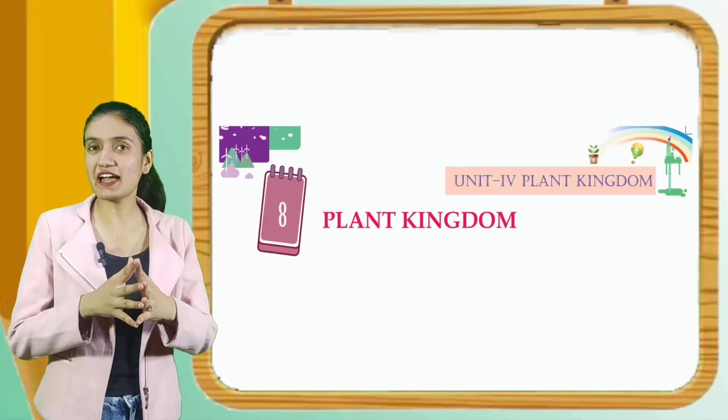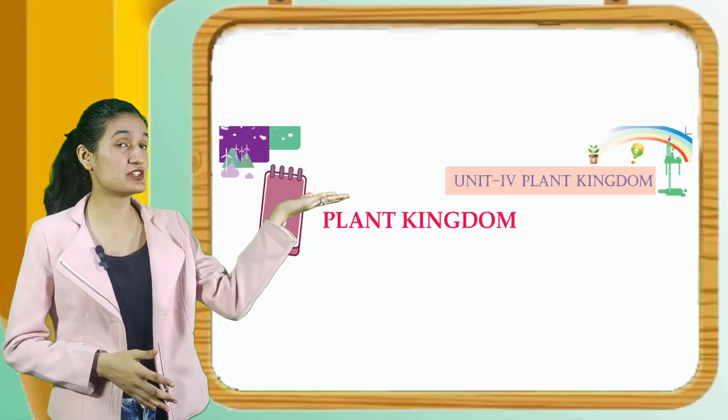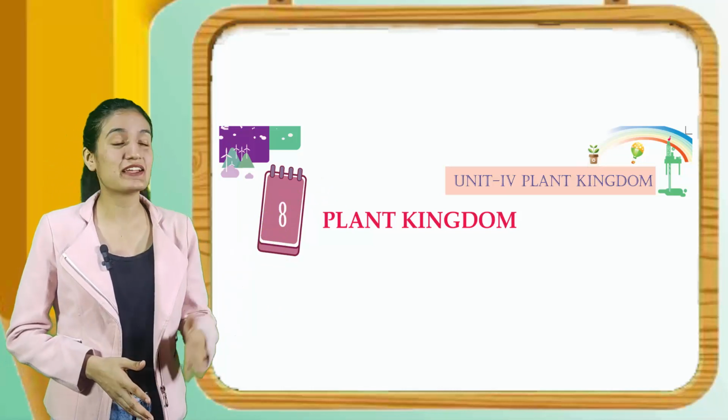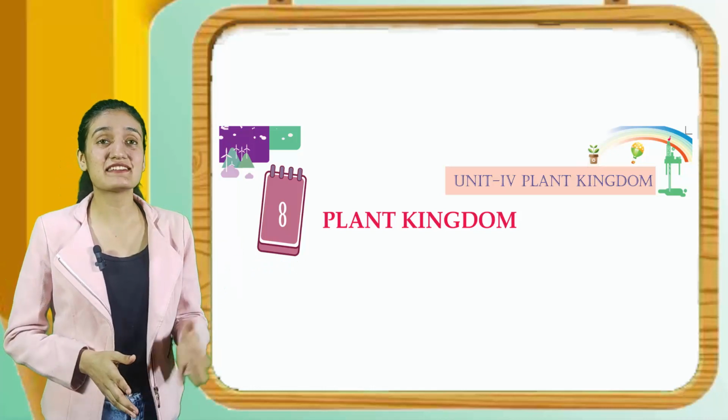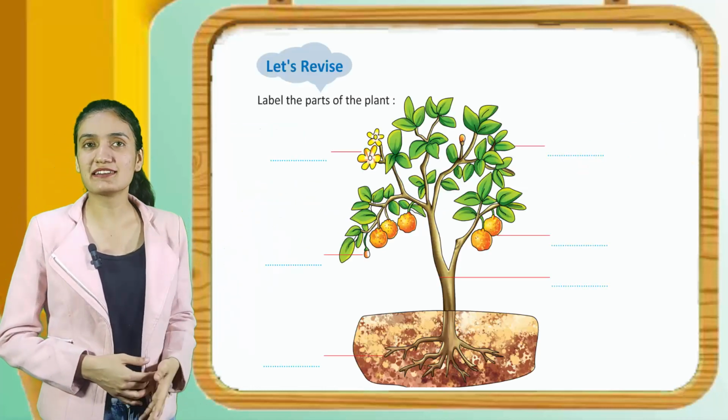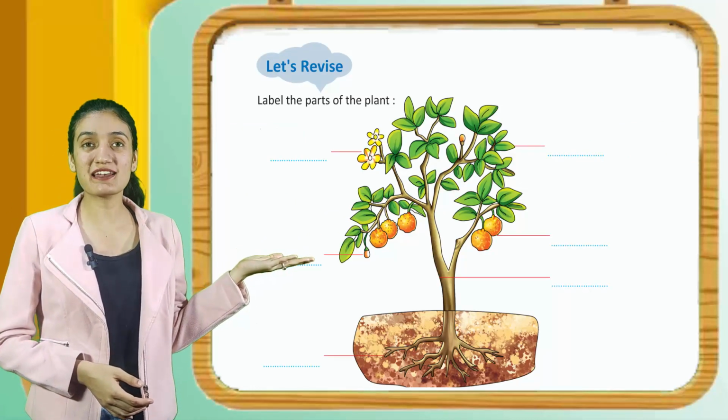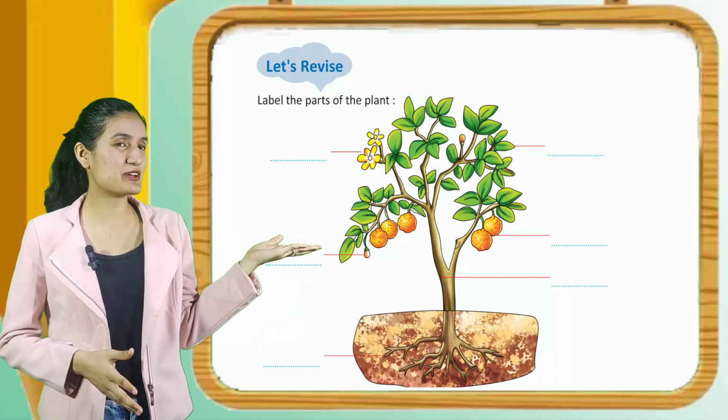Good. Now we are going to start unit 4, that is Plant Kingdom. Chapter number 8, Plant Kingdom. So students, let's revise. Label the part of the plant. You can see a beautiful plant and you have to label its different parts.